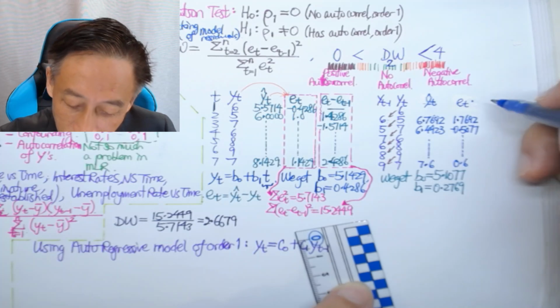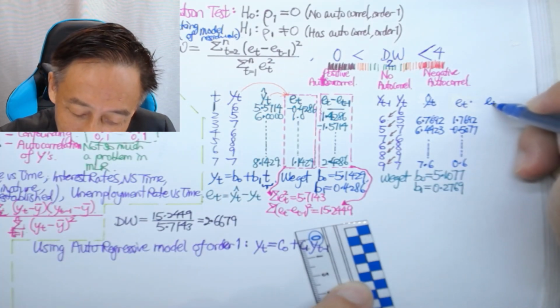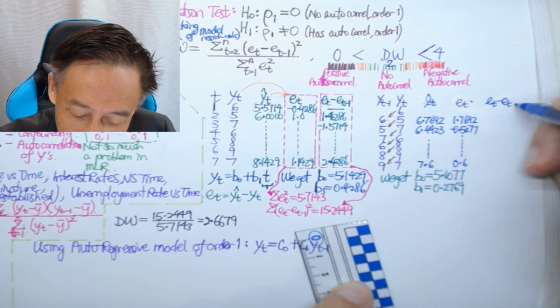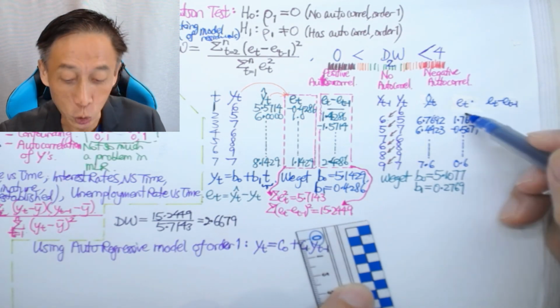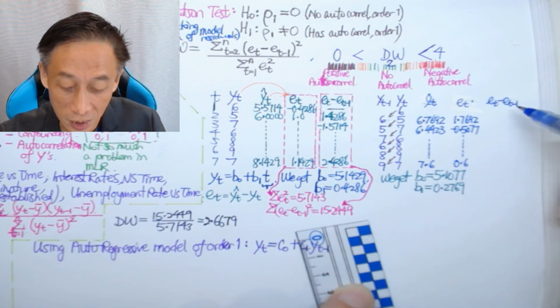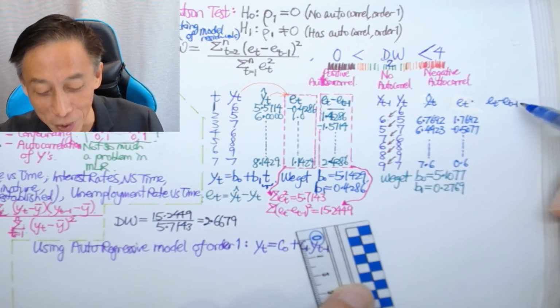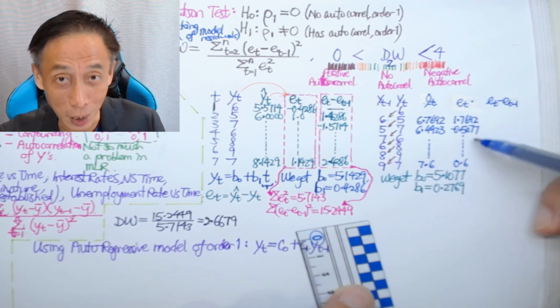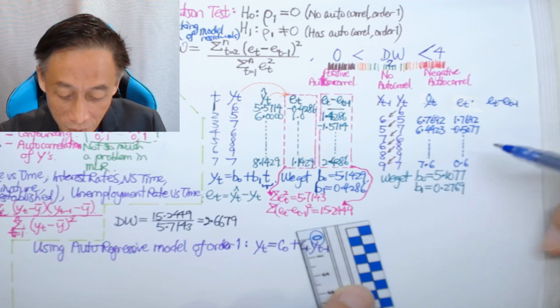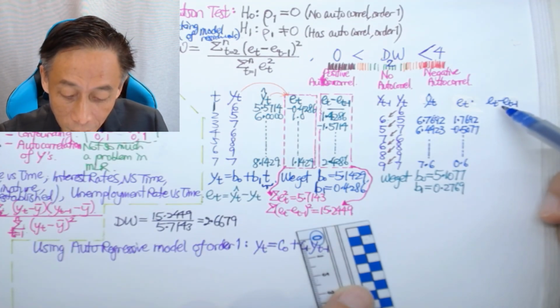And we also need E of t minus E of t minus 1. Right, so that's why we cannot square it right here, because we need E of t minus E of t minus 1, not E of t squared minus E of t minus 1 squared. So we rather keep the signed E of t.